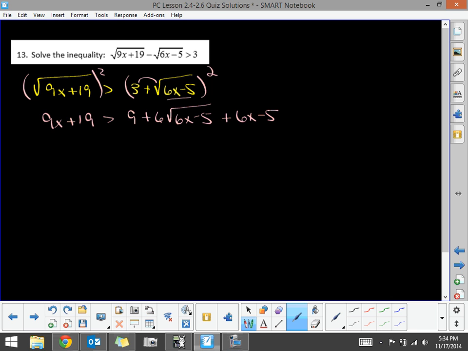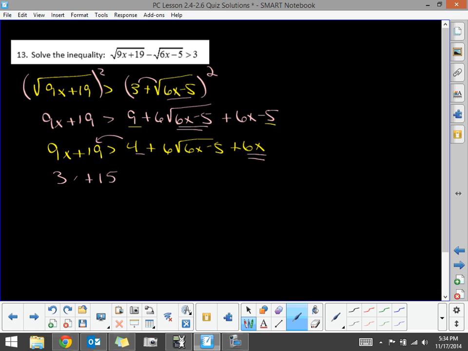Now that still leaves us with a radical in our equation. We want to isolate this term with the radical, so do a little cleaning up on this one side. So 9x plus 19 has to be greater than 9. Well, let's go ahead and clean it up. As I said, we're going to take our 9 and subtract 5. That's going to be 4, plus 6 times the square root of 6x minus 5, plus 6x. And then we'll move over our 4, we subtract it, which will give us a 15. We'll go ahead and subtract our 6x from 9x, so now we have 3x plus 15 has to be greater than 6 times the square root of 6x minus 5.